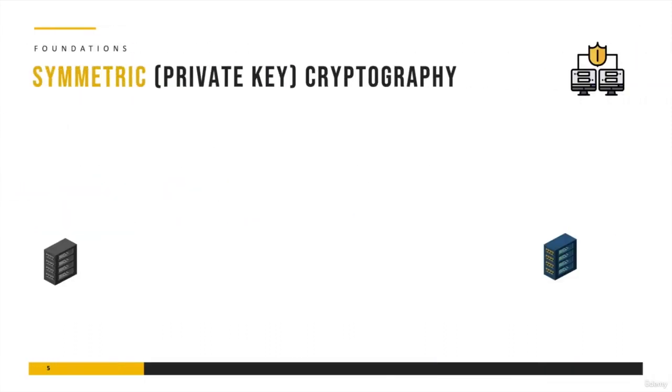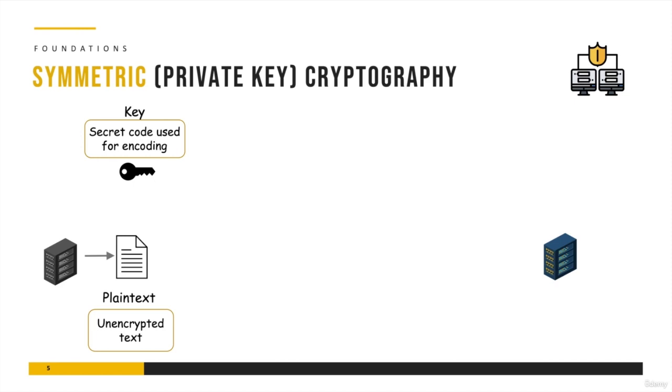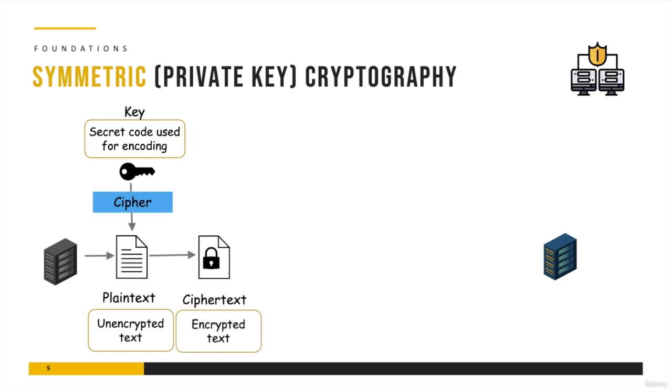Let's have a look at how symmetric encryption actually works. So we have a source which wants to send data to a destination, and it wants to encrypt that data before sending it. So at the source, we have a plain text file, which means it is unencrypted text and anybody can read it. So basically we use a key, which is kind of a secret code, which helps us encode this plain text. In addition to the key, we need an algorithm, which is basically going to take the key and the plain text data, and it's going to do some steps, some operations, in order to provide us with the ciphertext, which is basically the encrypted text.